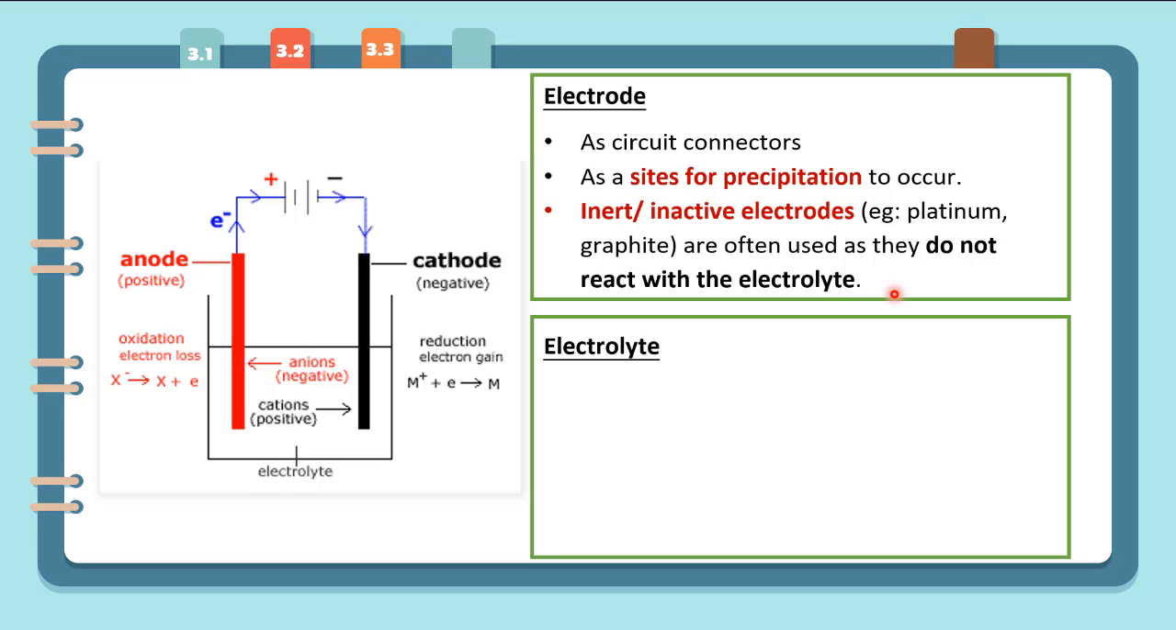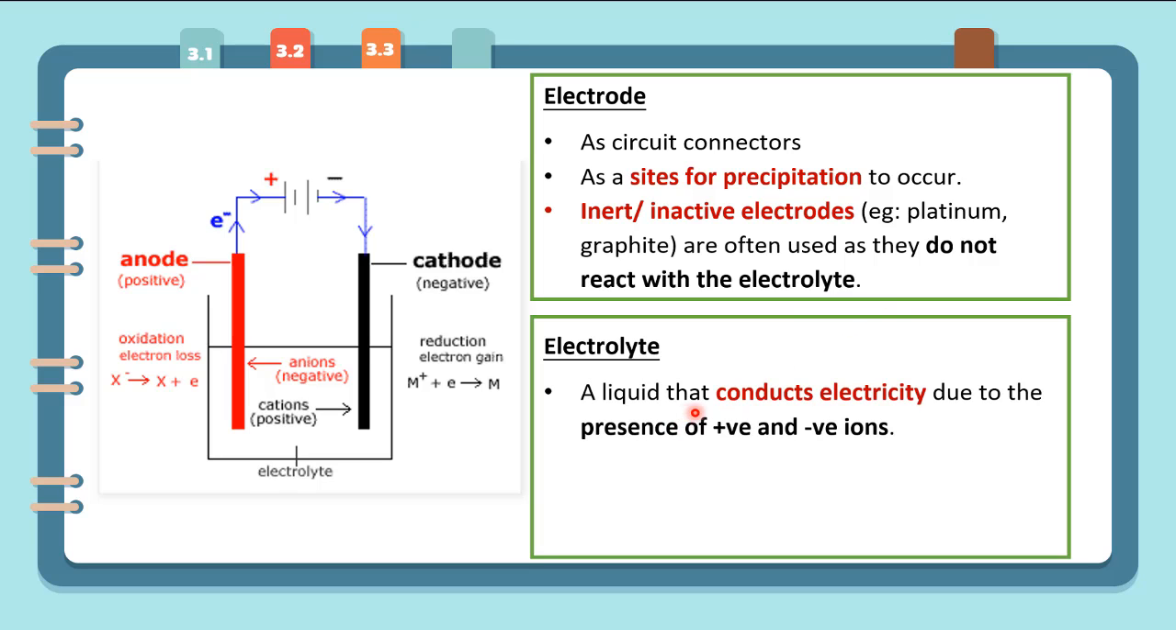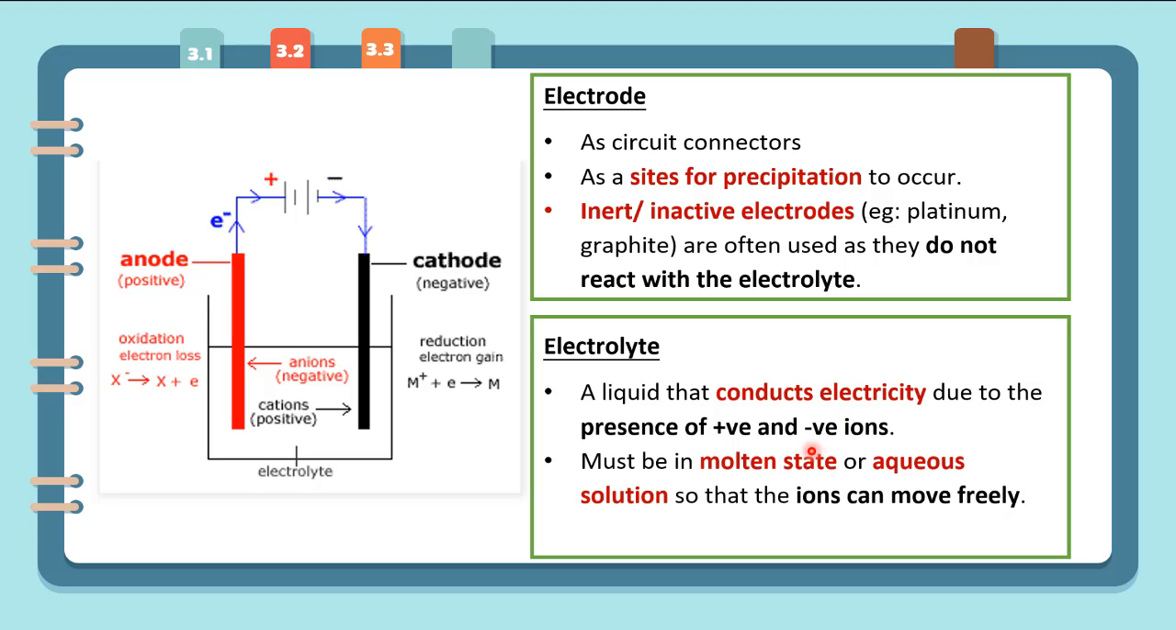The second term here, electrolyte, is a liquid that conducts electricity due to the presence of positive and negative ions. So it must be in a molten state or aqueous state so that we have ions which can move freely. Only when you have freely moving ions is it able to conduct electricity. In this example, sodium chloride in molten state, we have the liquid phase, and then sodium chloride in aqueous phase, and sodium sulfate in aqueous phase. These are the examples.